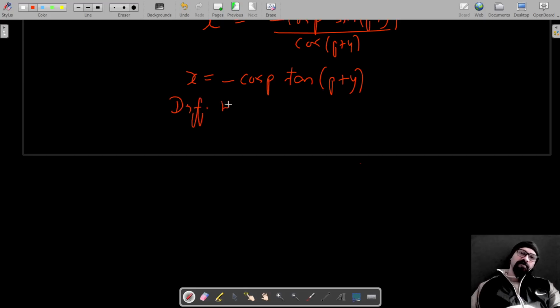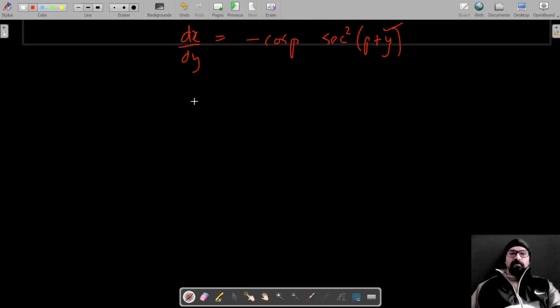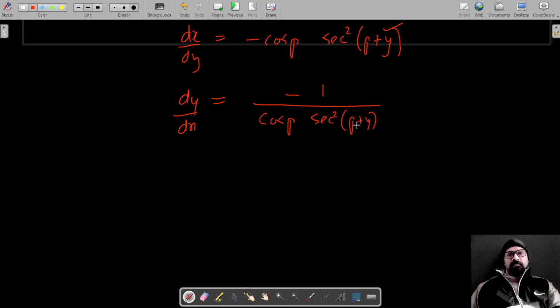So differentiating this with respect to y, we get dx by dy. P is constant, so this is out. And differentiation of tan is secant square (p + y), and differentiation of y is 1. Okay, so we have to find dy by dx. So let's take the reciprocal of this. So this is negative 1 upon cos p into secant square (p + y).